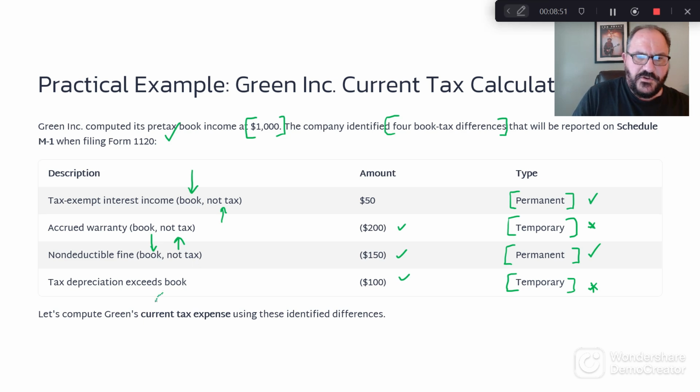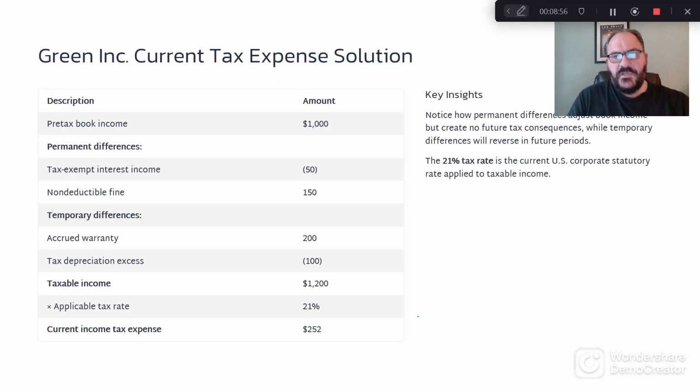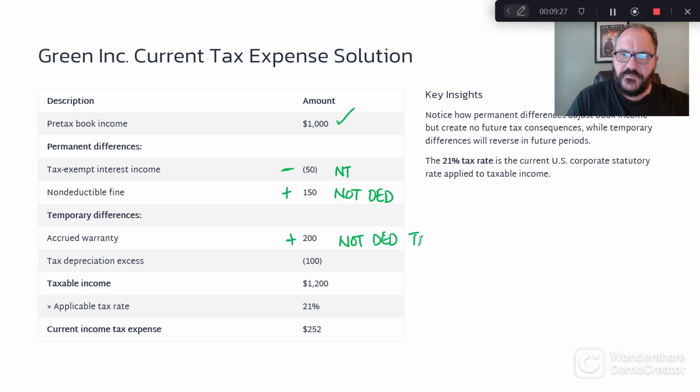Okay, so let's see the current tax expense using these identified differences. We start out here with 1,000. Now we're going to subtract. This is not taxable. No tax. This is not deductible. So this is being subtracted because it's not taxable. This is being added back because it's not deductible. The accrued warranty, it's being added back. This is not deductible for tax. This is not deductible for tax.